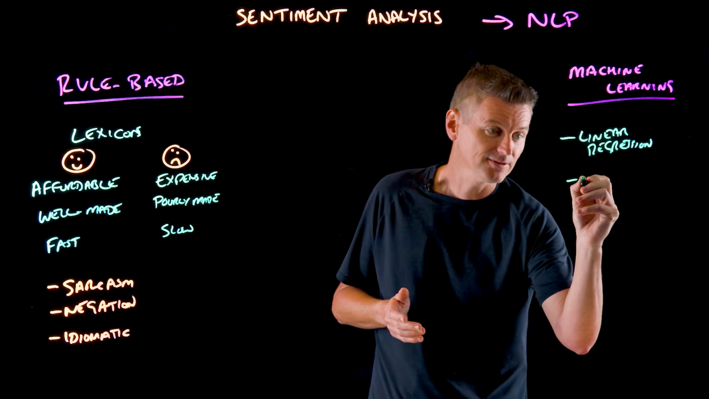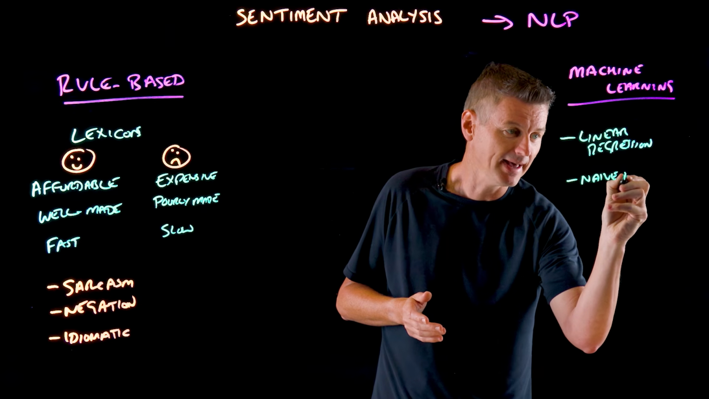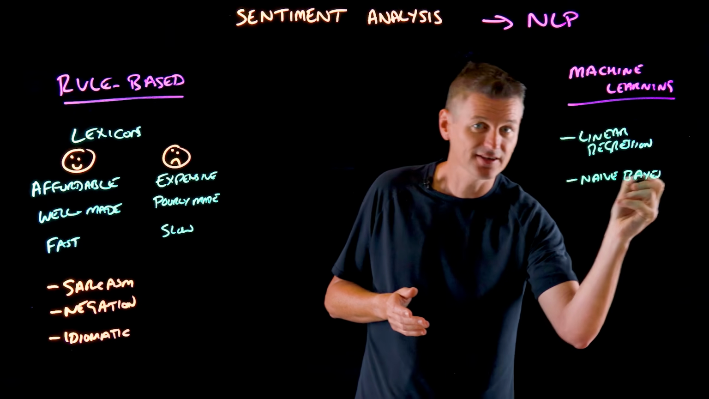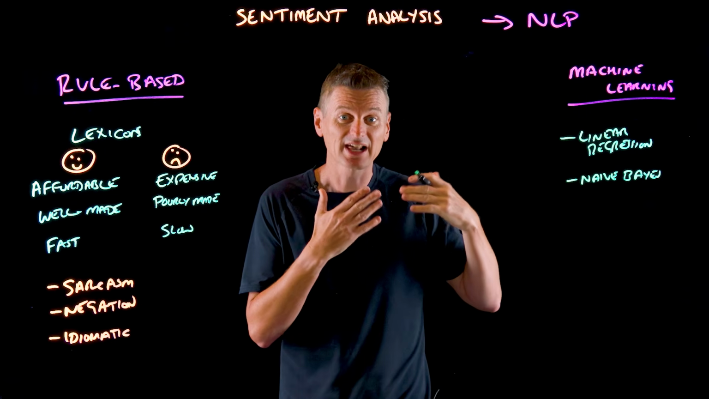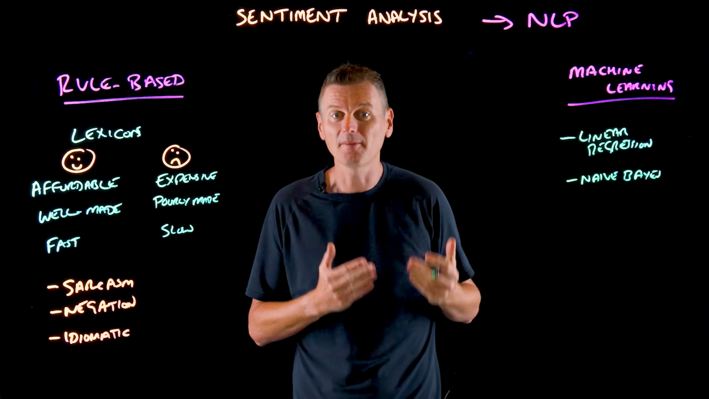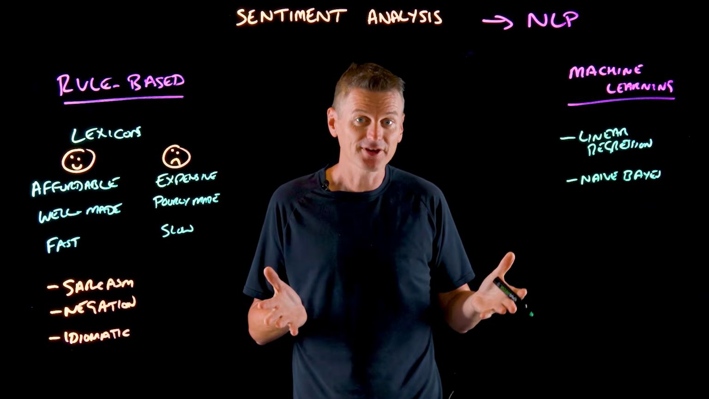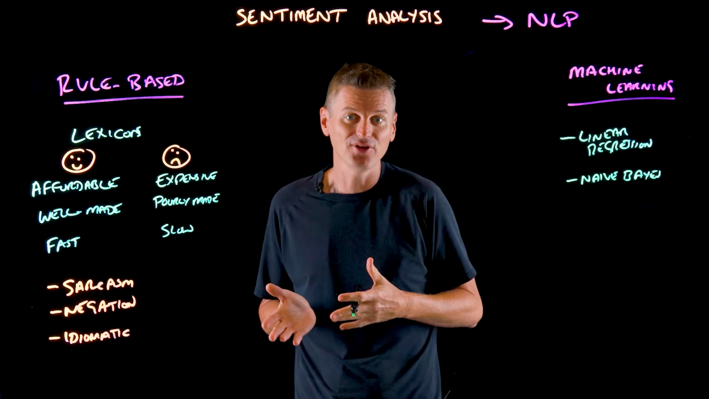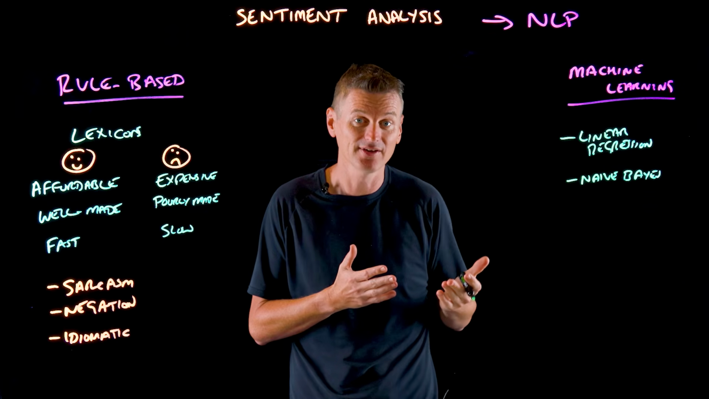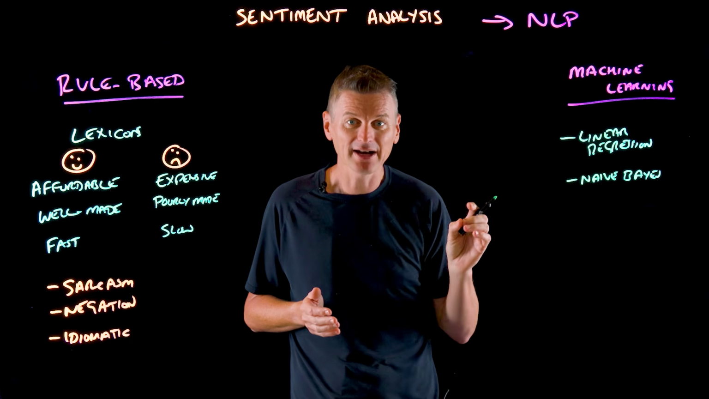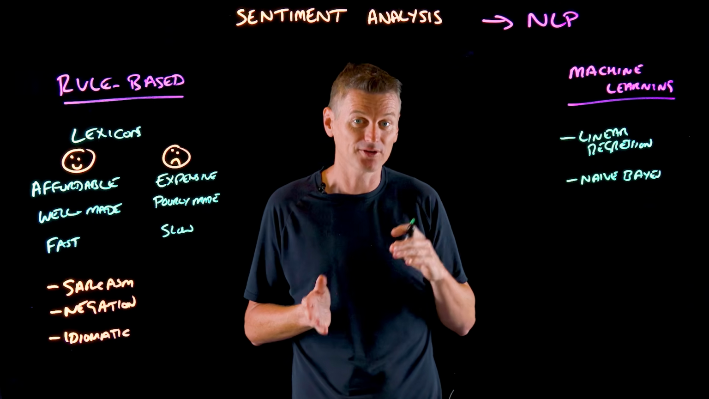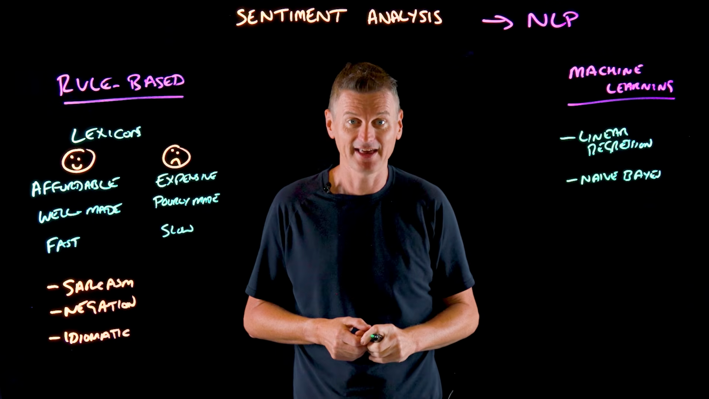Another one we can use is naive Bayes, and this uses Bayes' theorem to classify text by calculating the probability of a sentiment based on word occurrences. So, for instance, if we have a data set of restaurant reviews already labeled as positive or negative, then this algorithm calculates the likelihood that a new review is positive or negative based on the words it contains.